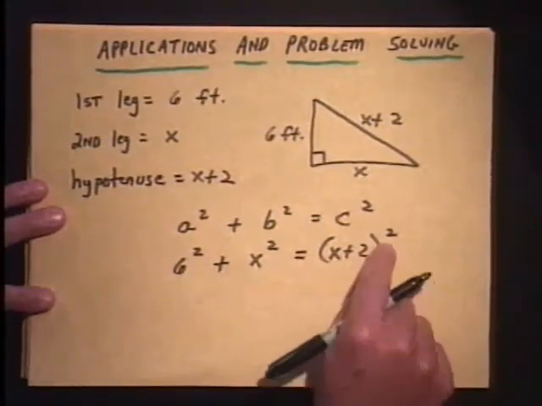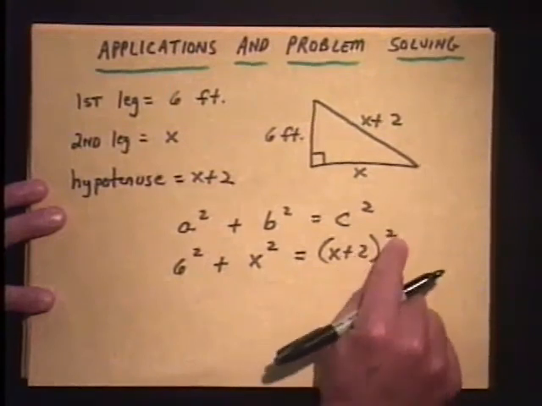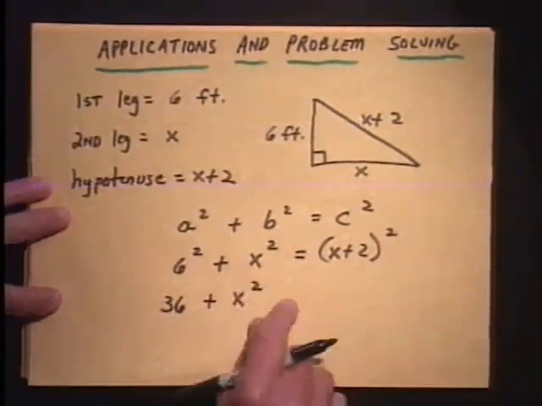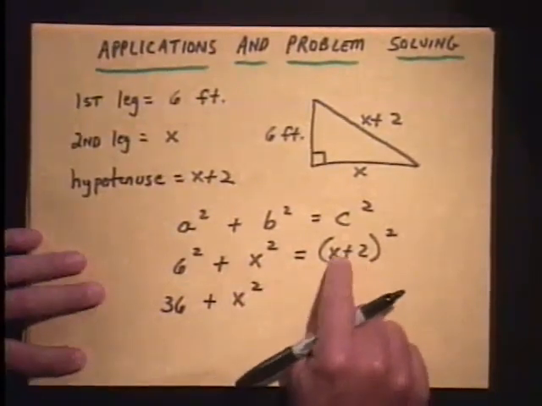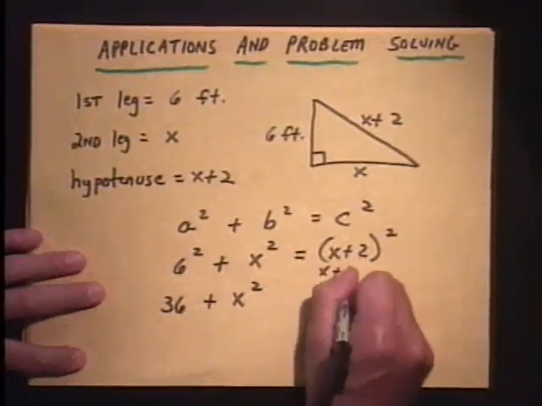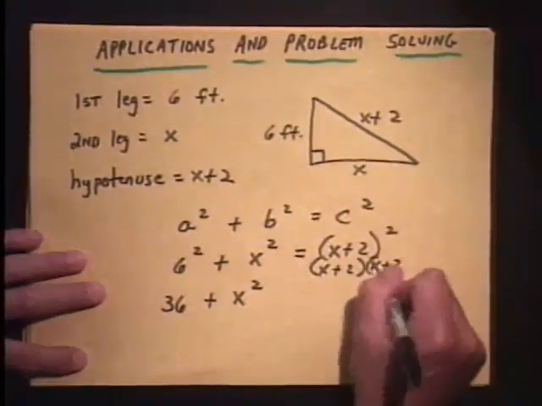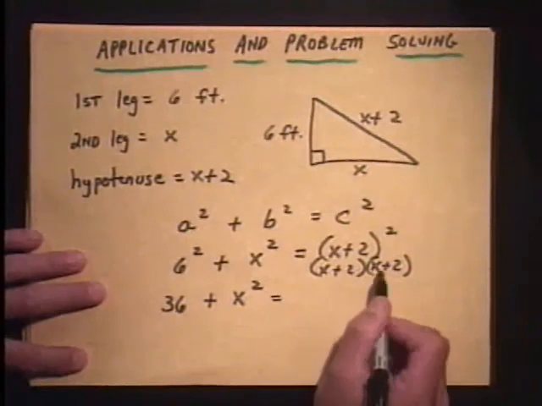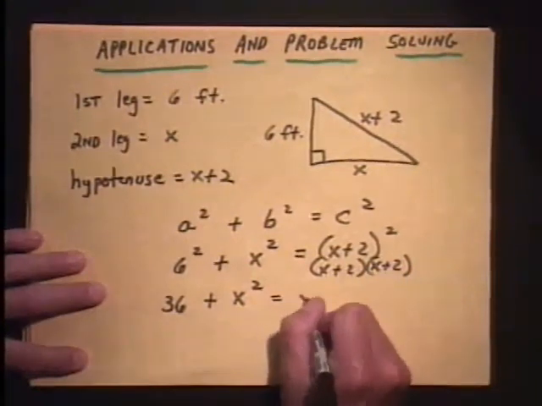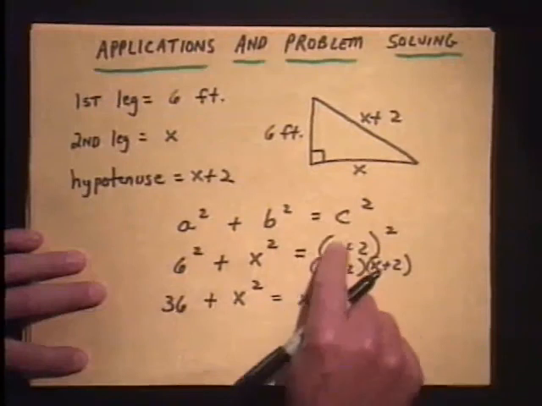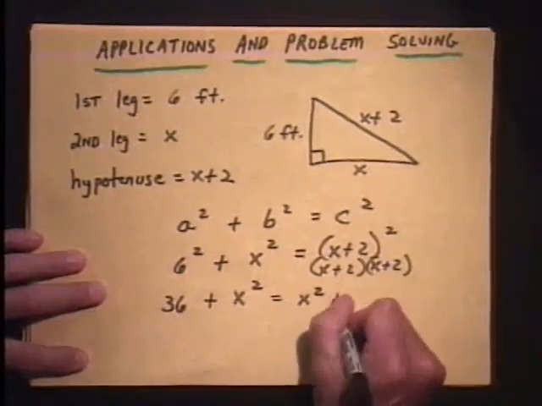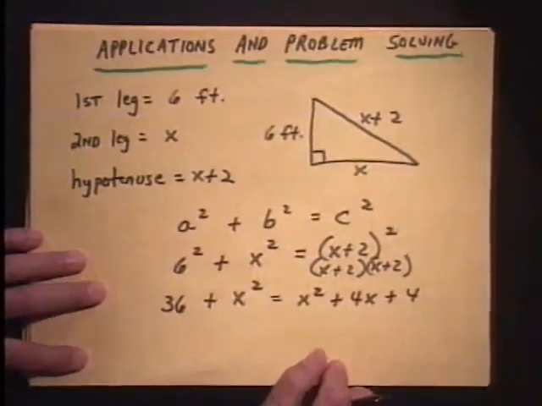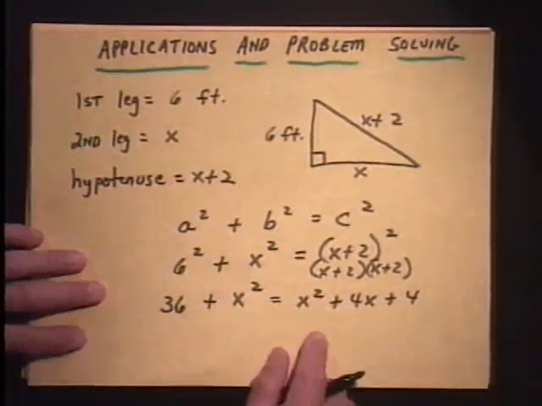And look what we have cropping up from the past here, a binomial square. So what do we have to do with that? Well, the 6 squared we know is 36, plus x squared. This we have to multiply not once, but twice. Whenever you see that, you know it's FOIL time. FOIL or be FOILed. So when you FOIL x plus 2 times x plus 2, we end up with x squared, the first two terms. The outside 2 plus the inside 2 gives us plus 4x, plus 2 times 2, the last two terms, gives us 4.